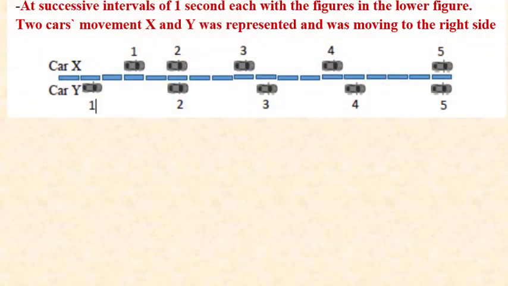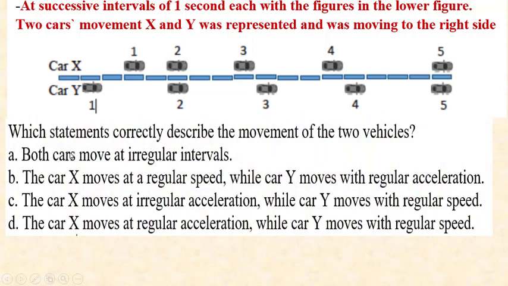At successive intervals of 1 second each, so the time between each case is 1 second. In the lower figure, the two cars' movement, X and Y, is represented as moving to the right side. The question: which statement correctly describes the movement of the two vehicles or cars? Before looking at the choices, look at the figure.